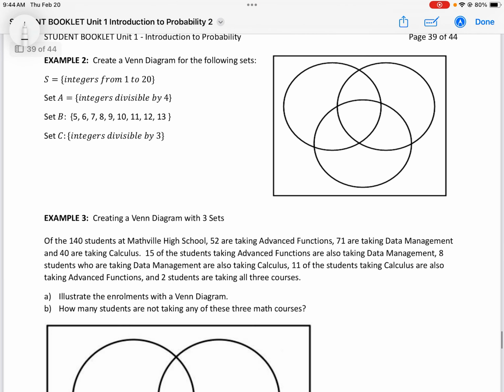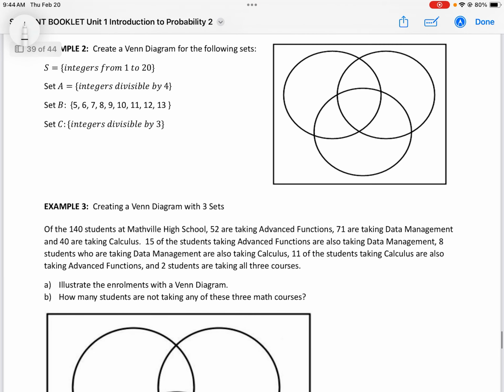Okay, let's create a Venn diagram for the following sets. So integers from 1 to 20 is going to be our universal set. So that's the entire box. Now integers divisible by 4. Let's actually write these out, okay?